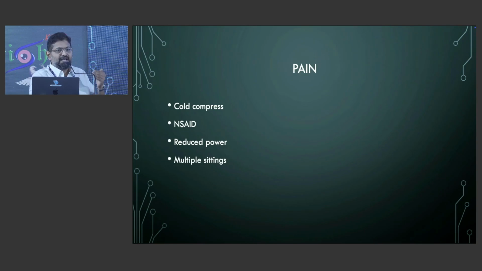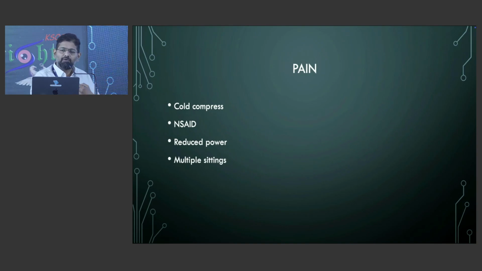So if the patient has pain, give them cold compresses. You can give them oral non-steroidal anti-inflammatory drugs. And when you do the laser, do it with a reduced power. You don't need to burn that end thing. Yes, the retina is hypoxic, and you want to turn it to anoxic, but you don't want to create a hole there, right?